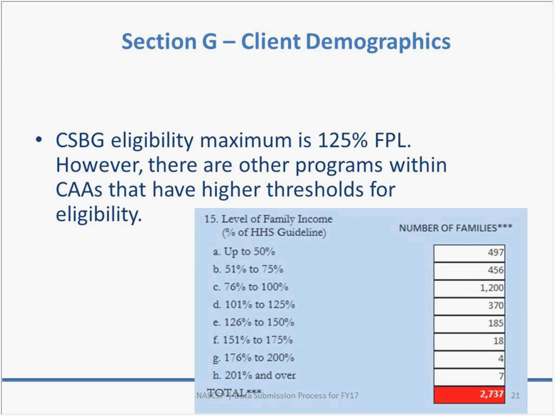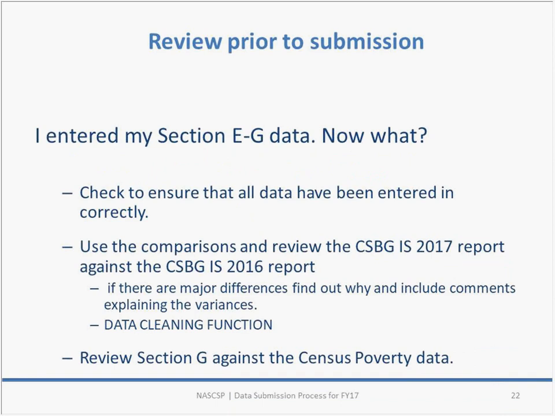Note that the eligibility limit for CSBG is 125% of FPL. However, it is recognized that other programs operated at the community action agencies have higher income thresholds, and for that we want to collect data. So we do want you to report if you are serving folks at 126% of FPL and above. This gives us a picture of the entirety of the populations that you are serving and the programs that are helping them.